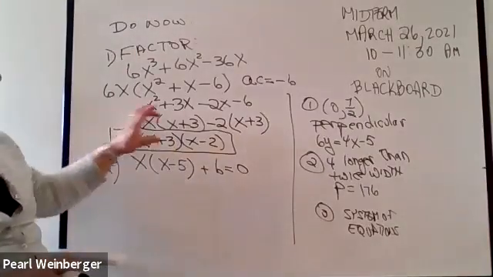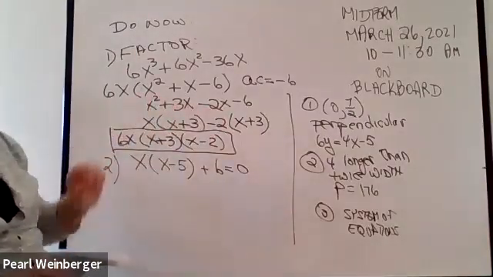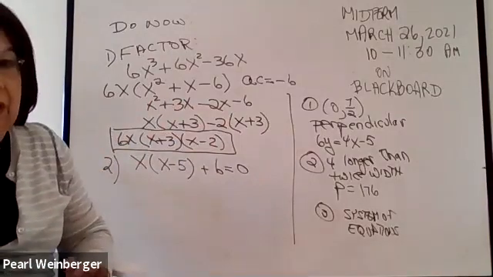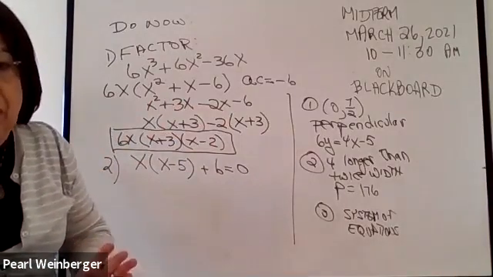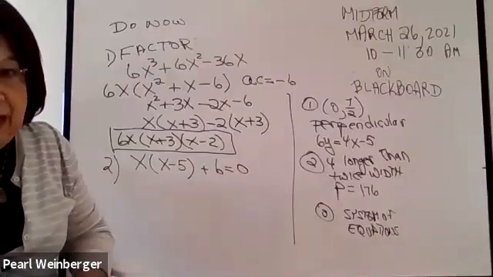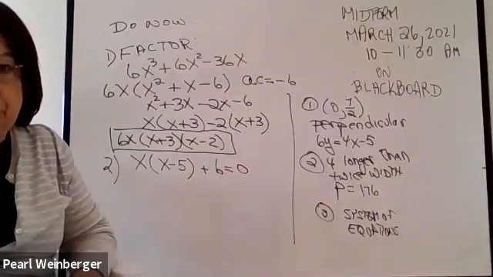Does anybody have any questions on how to do that type of factoring? Again, don't forget that what you want to do is take the common factor out first.